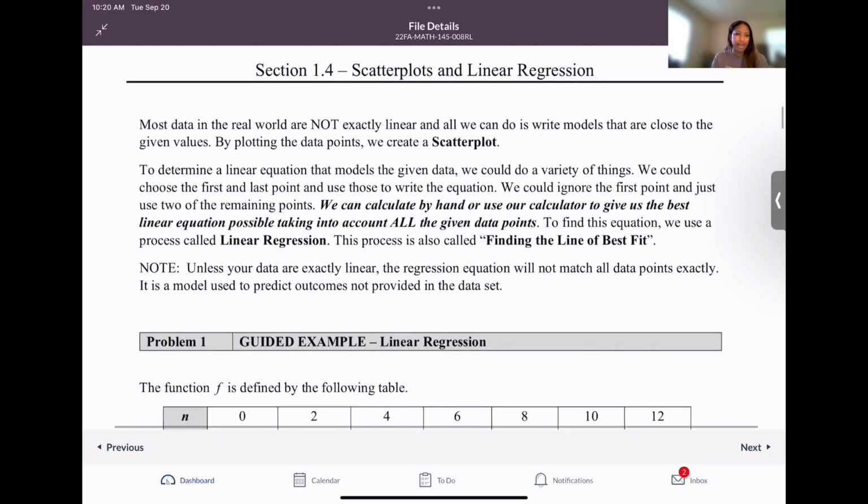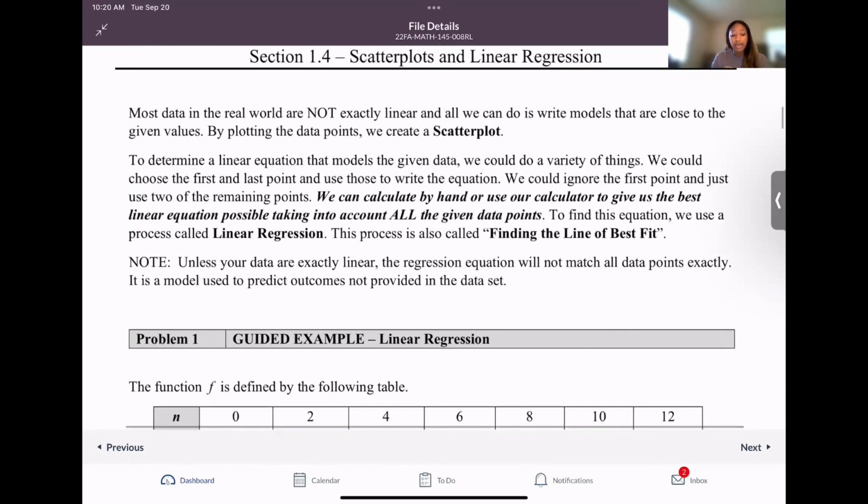So I'll probably summarize in this first thing too. Most data in the real world is not exactly linear, and all we can do is write models that are close to the given values. By plotting the data points, we create something called a scatter plot. So we'll take the data that is given to us, plot those points, and that gives us a scatter plot. And then to determine a linear equation that models the given data, we can do a variety of things.